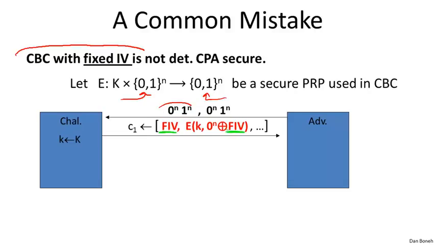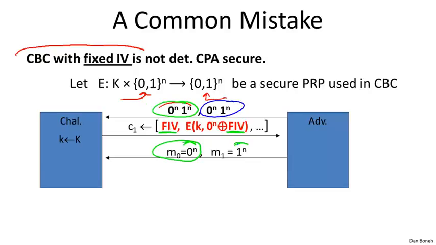So the second block of the ciphertext is simply going to be the encryption of this fixed IV. Next, the adversary is going to output two messages that are a single block. The message on the left is going to be the all zeros block, and the message on the right is going to be the all ones block. Observe that this is a valid query, because the messages on the left are all distinct, and the messages on the right are also all distinct. So these are all valid deterministic CPA queries.